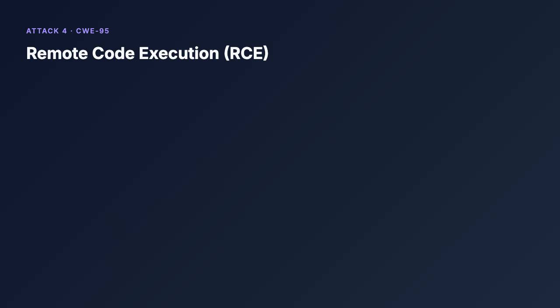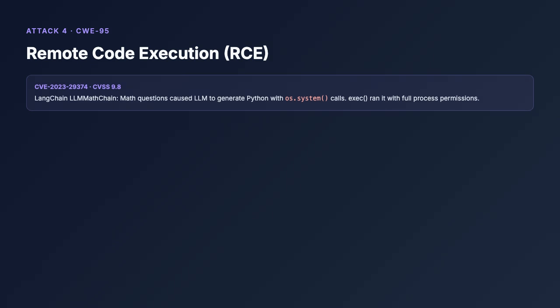AI coding assistants and math solvers often execute LLM-generated code. When exec or eval receive LLM strings without sandboxing, the output runs with full application permissions. CVE-2023-29374, rated critical at CVSS 9.8, affected LangChain's LLM math chain. An attacker disguised a shell command as a math problem. The LLM generated Python calling os.system, and exec ran it with full permissions.